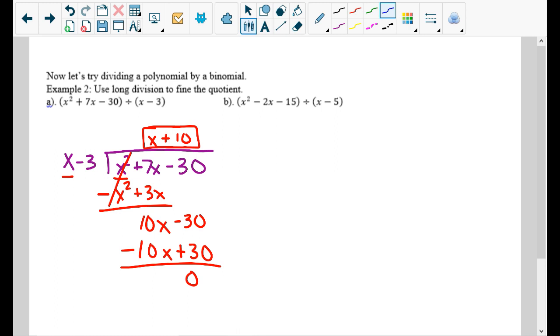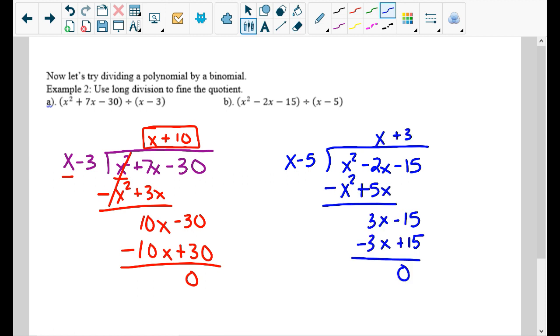I want you to take a minute, solve the next one here. So let's get this set up. So x minus 5 again out front, inside my division bracket, x squared minus 2x minus 15. Again, eliminate that first term as you move through here and see what you get. So hopefully you got x plus 3 as your answer.